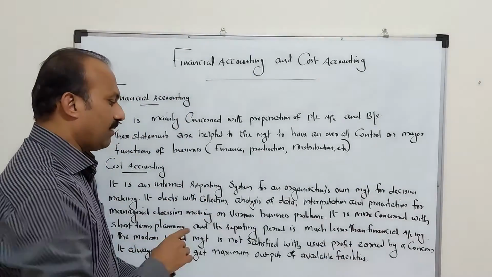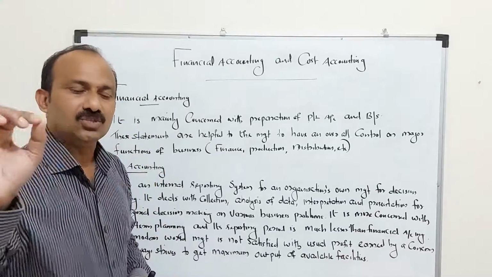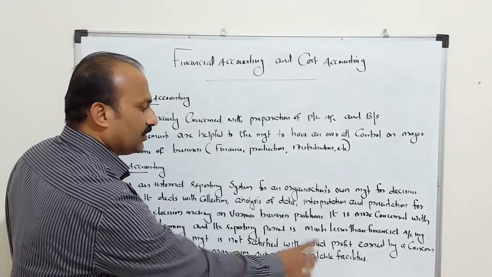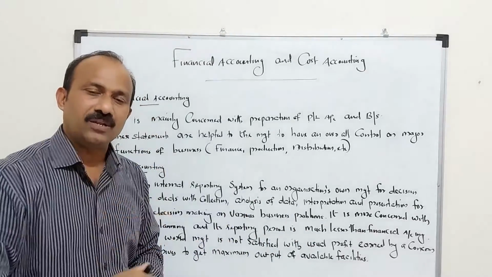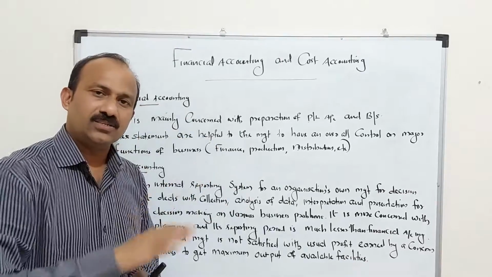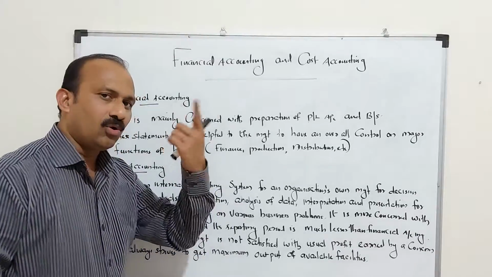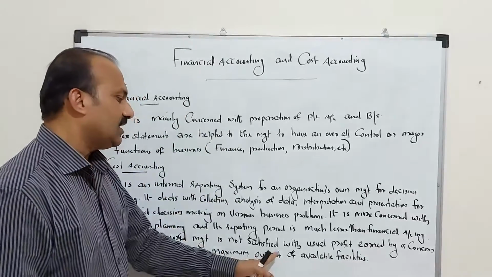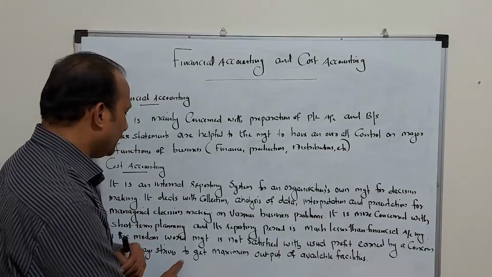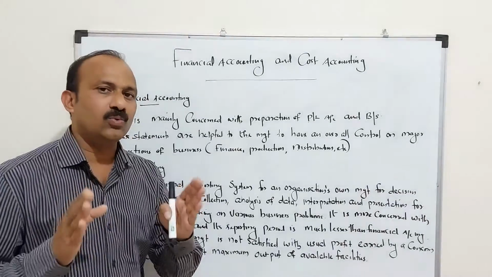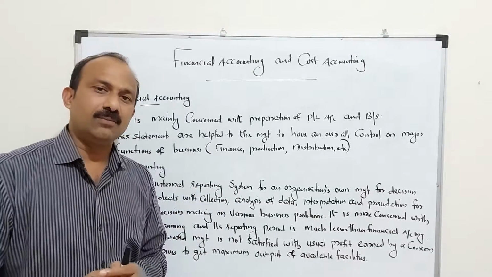In the modern world, management is not satisfied with the usual profit earned by an organization. We know that while preparing the profit and loss account, or the financial statement, we get the exact profit earned by an organization. But the modern world is not satisfied with the usual profit earned by a concern; it always strives to get the maximum output of the available resources.